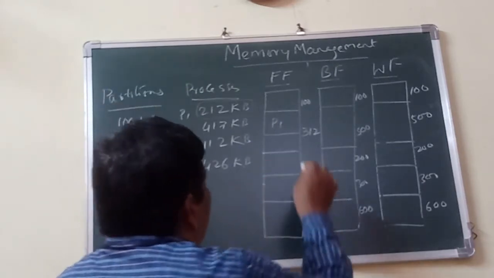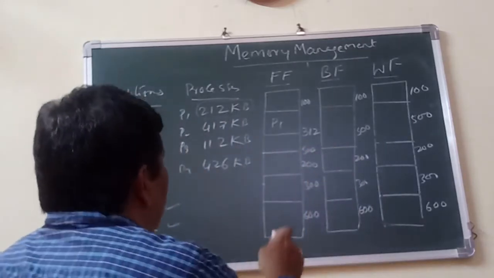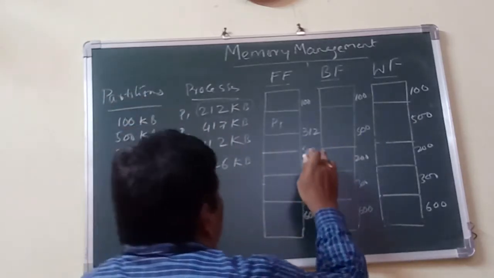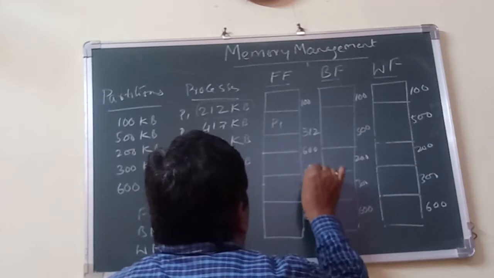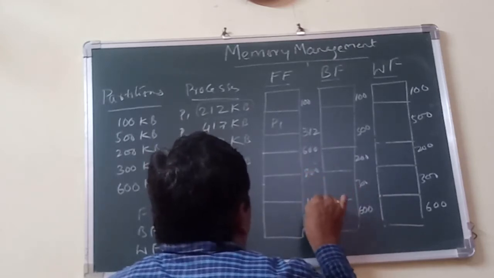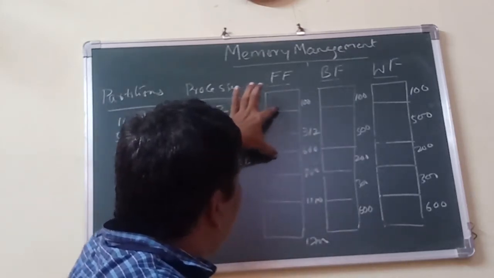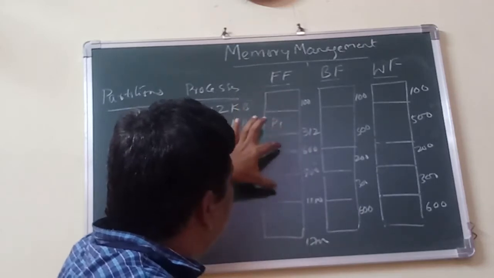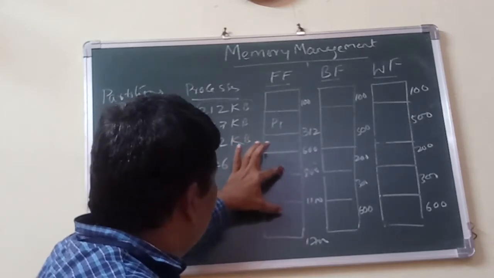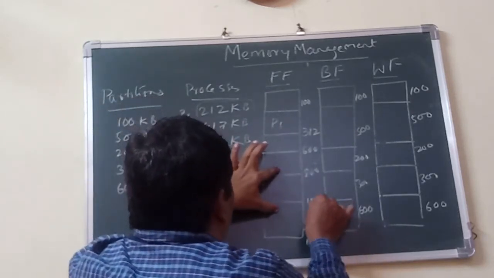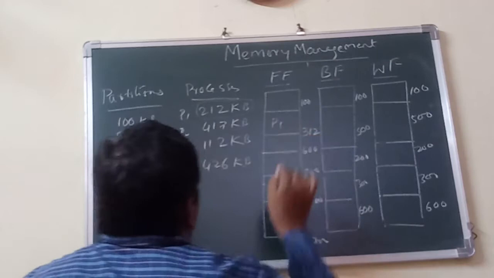The partitions add up cumulatively: a partition of 100, a partition of 500, so 100 plus 500 is 600. The next is a partition of 200, so it is 800. The next is a partition of 300, so 800 plus 300 is 1100. Then 1100 plus 600 is 1700. So process P1 is accommodated here.